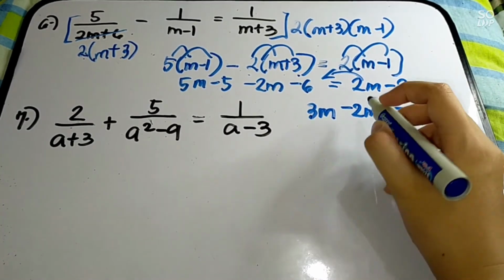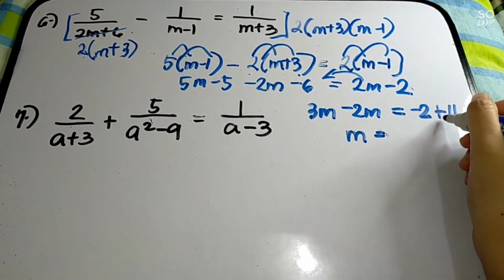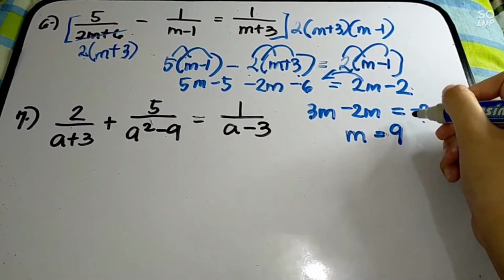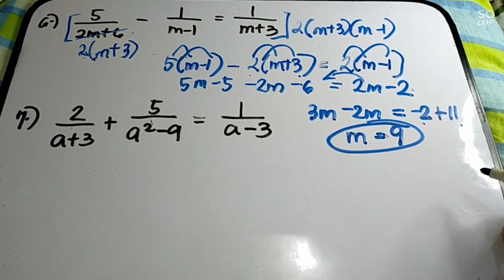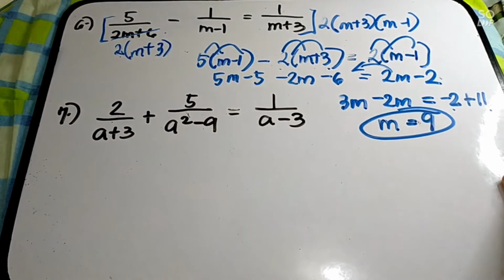Then, 3m minus 2m, the answer is m na lang, or 1m. So, it is equal to positive, negative 11 plus 2, the answer is negative 9... So, m is equal to 9. So, that is it. Okay? Next tayo, let us have number 7.